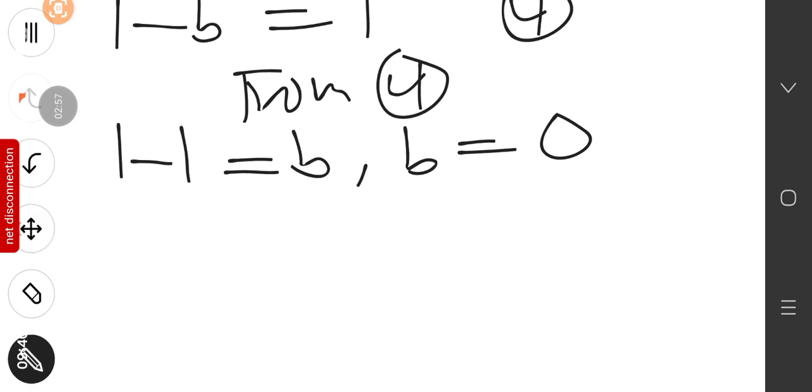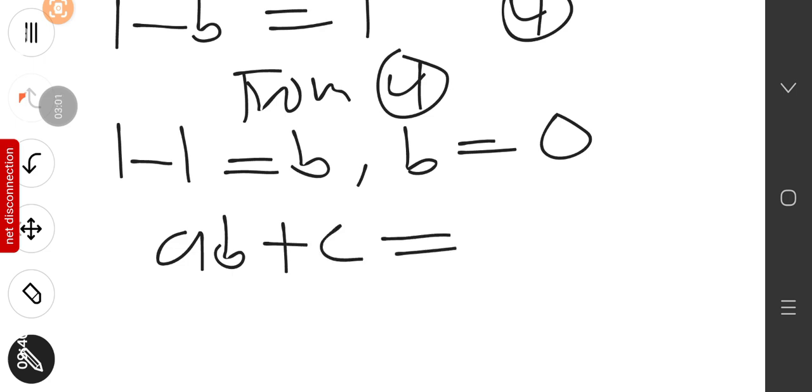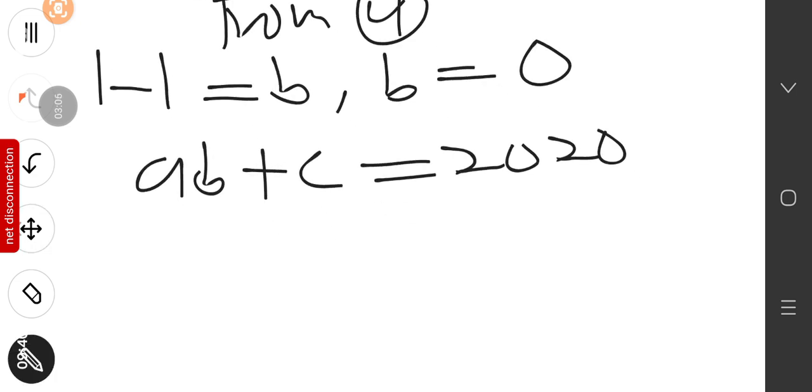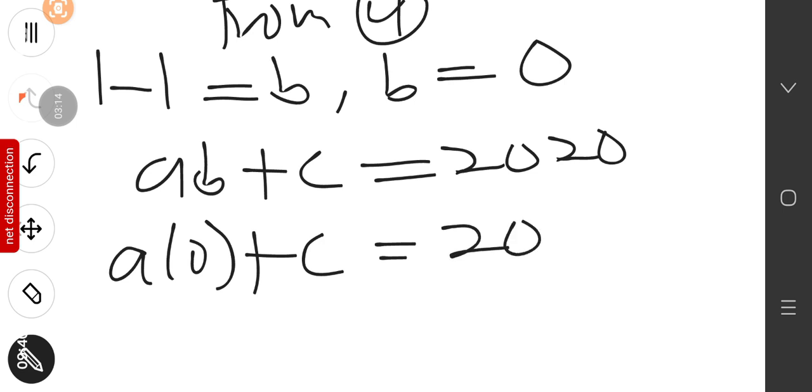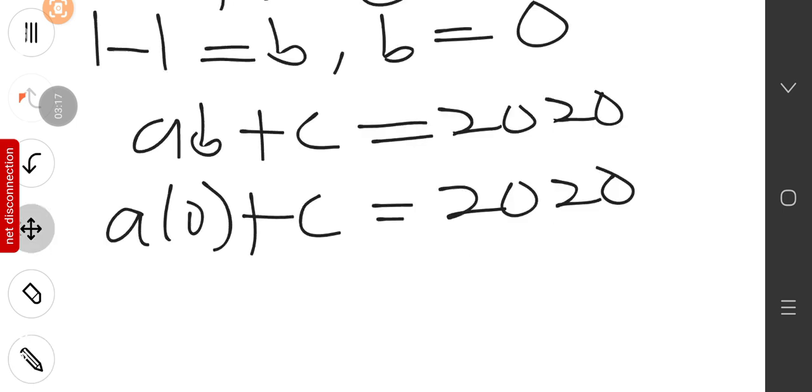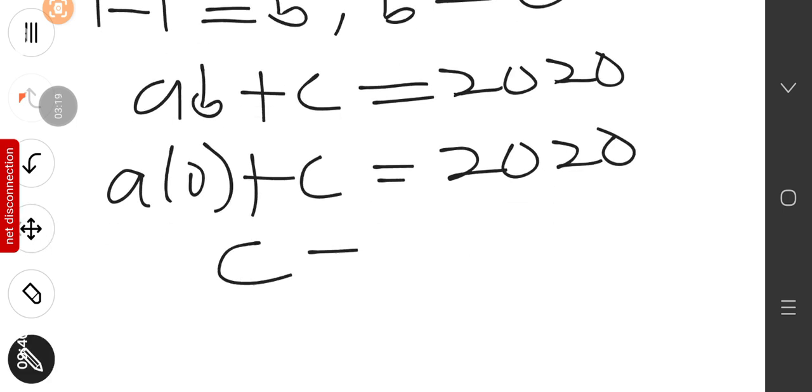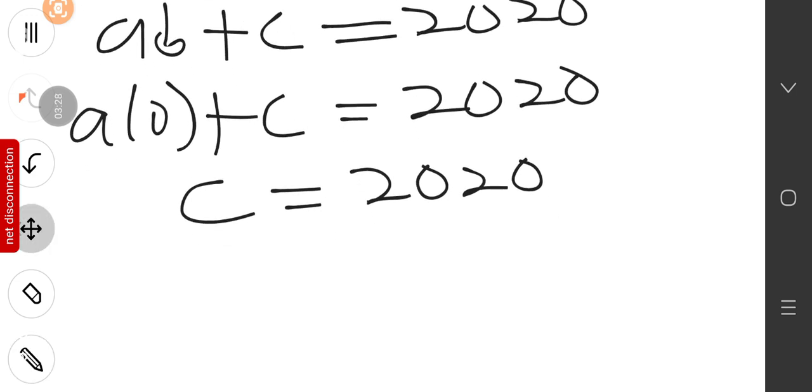Now let's put B equals 0 into equation 1. From equation 1, we have AB plus C equals 2020. When B equals 0, we have A times 0 plus C equals 2020, so C equals 2020. Now we know the value for C and B in case 1, so let's find the value for A.